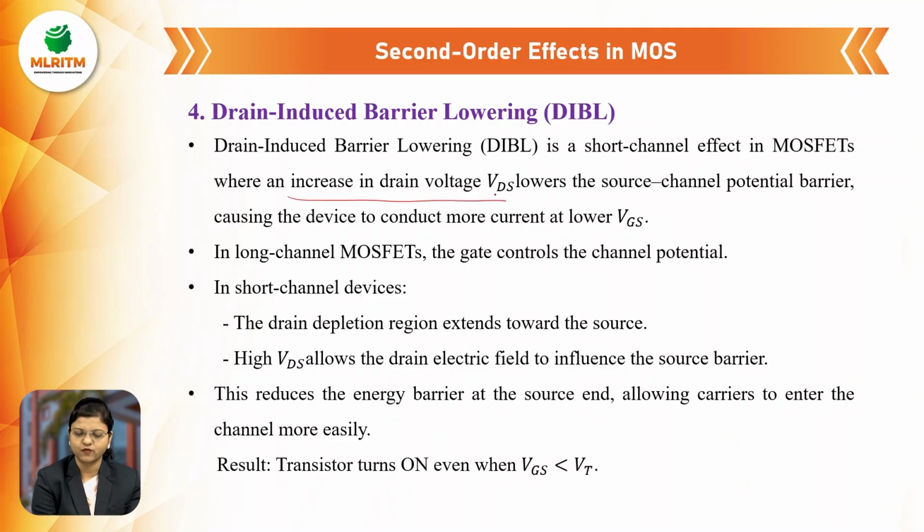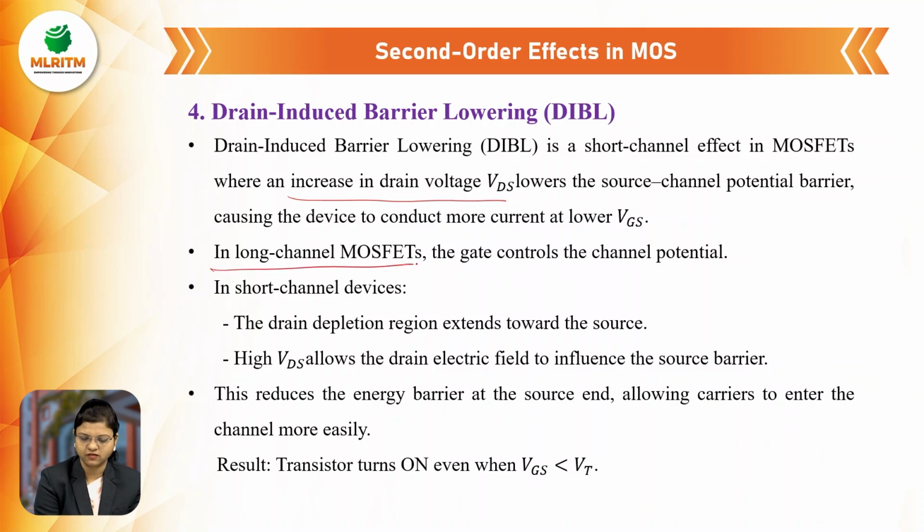So what is meant by DIBL? When there is an increase in VDS, the source channel potential barrier decreases. That means the potential required for the charge carriers to enter the channel from the source region is reduced, so they can enter conveniently because the barrier potential is reduced. This effect is called drain induced barrier lowering. It is also because of the higher potential at the drain to source voltage.